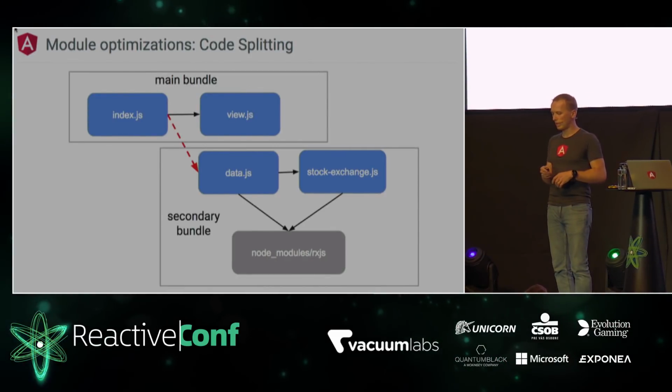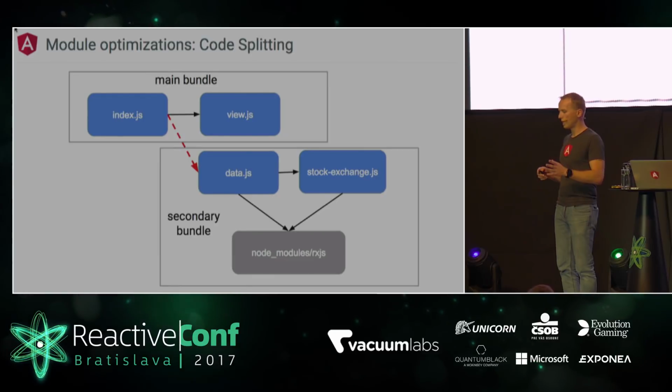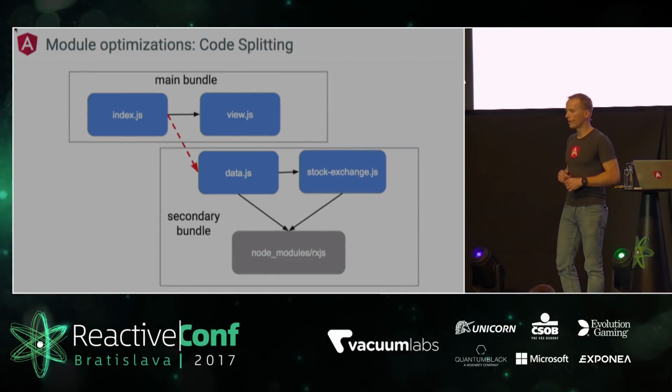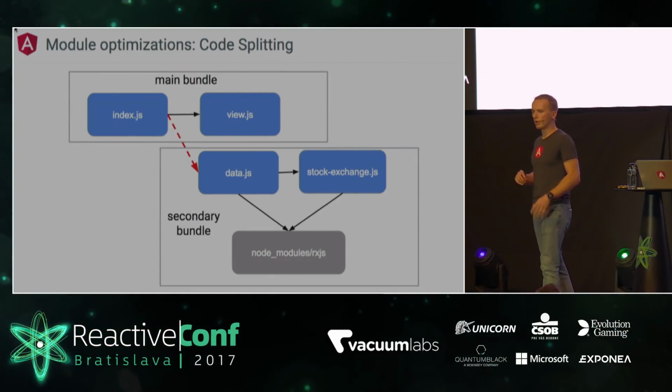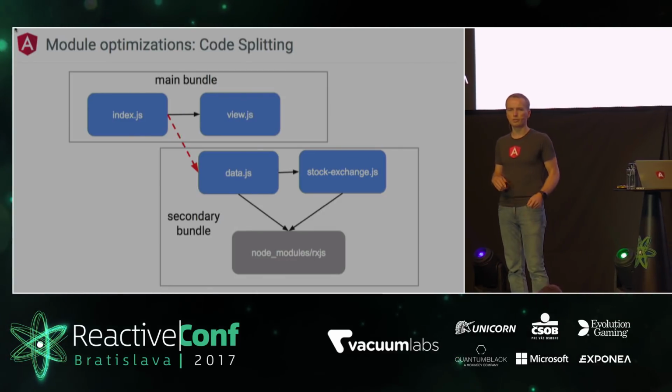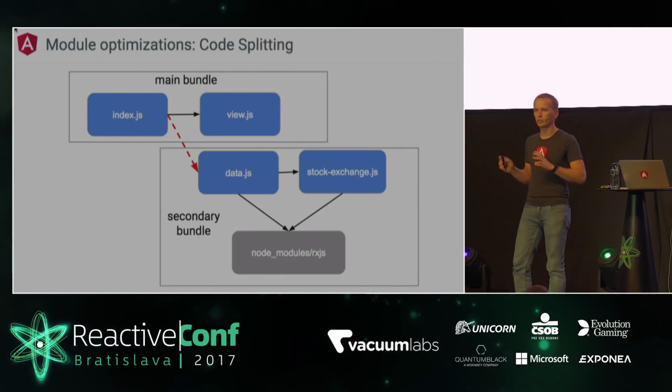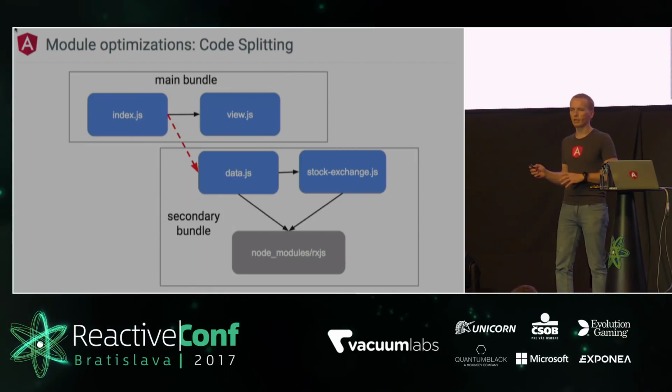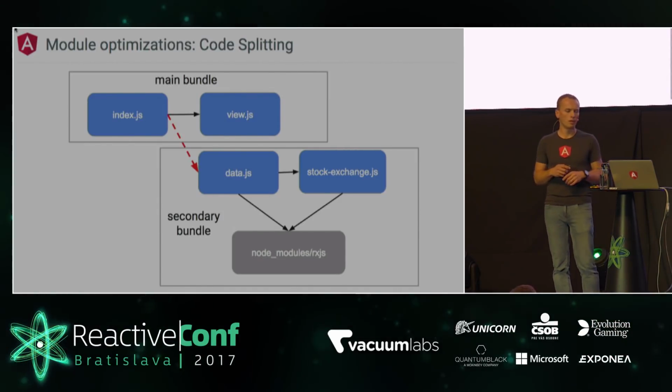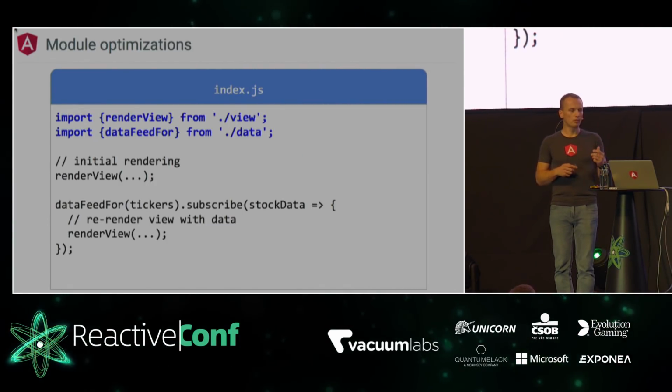What does that mean? In our current application, we just add a seam that allows us to split the graph into two chunks. The main chunk that is used for rendering, and the second chunk that is just all the data layer and pulling data in. How does it look in the code?